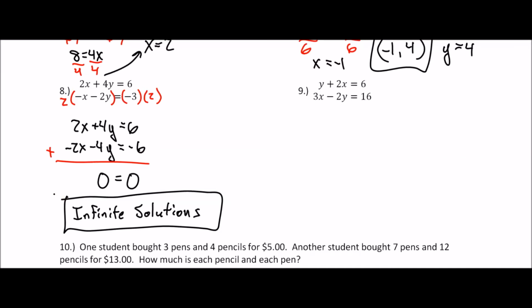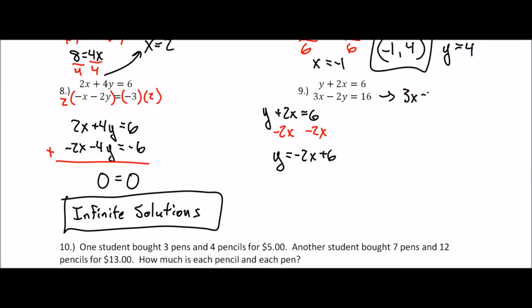If I look at this one, things are not lined up. So I can either rearrange it to line them up, or because I look at that first equation, y is almost by itself, I can easily get y by itself. If I take that off to the side, y plus 2x equals 6. And so I can either take this top equation and rearrange it to line things up, or I can just solve for y. So I subtract the 2x from each side. And now I have an expression for y, so I go ahead and plug that in.